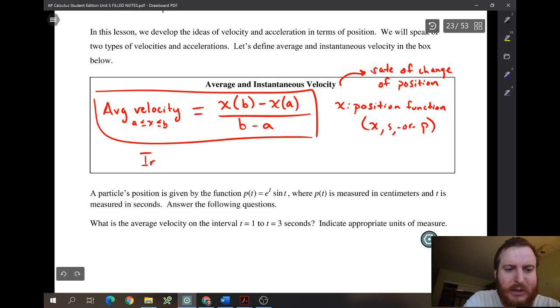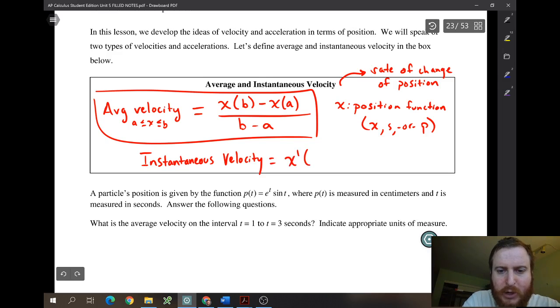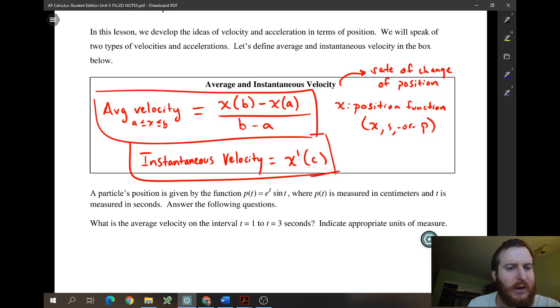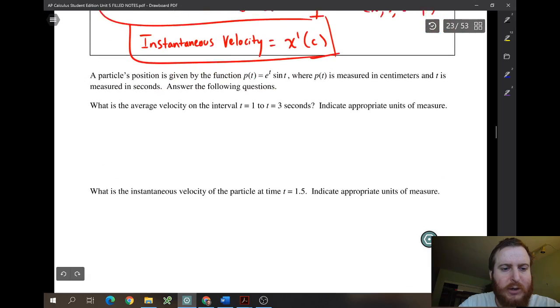Okay, and then our instantaneous velocity, that formula will just be equal to the derivative at some point. We'll call it c. So the derivative at some point, that's going to be our instantaneous velocity. So again, this is very similar to our average rate of change and our instantaneous rate of change.